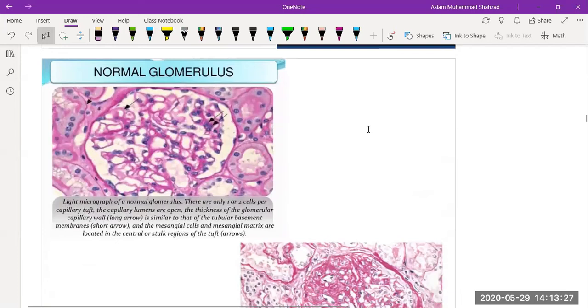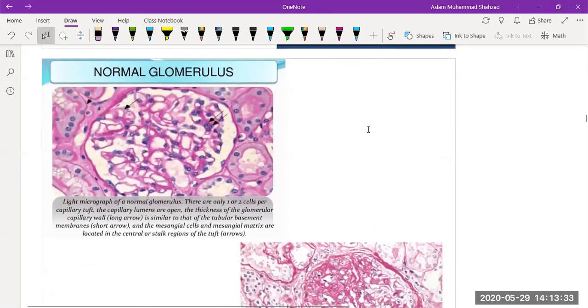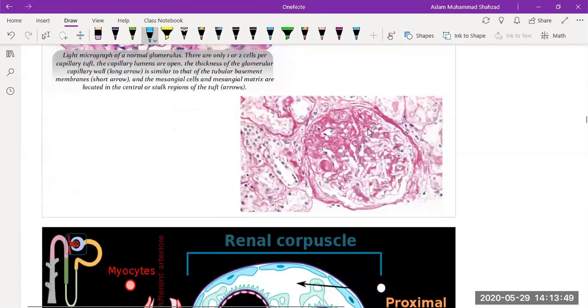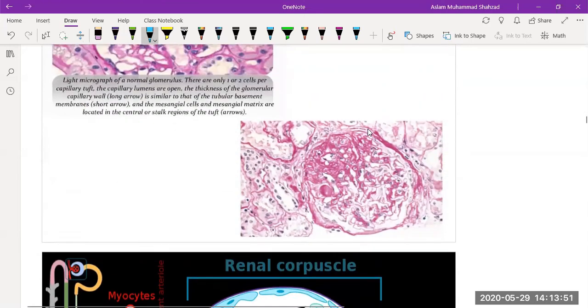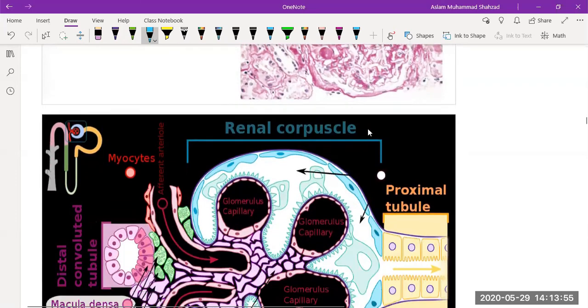Again, this is a picture to compare the normal glomeruli and focal segmental. In the normal glomeruli, you can see that only one or two capillary lumens are open. The glomerulus is thick, and there is no area where you can see the presence of hyaline membrane. But when you look at the focal segmental, it produces hyaline masses, and it is on a certain section site.